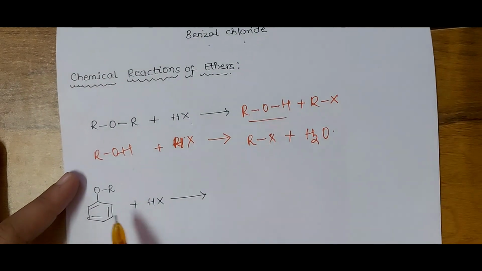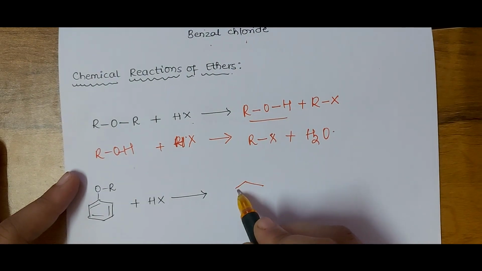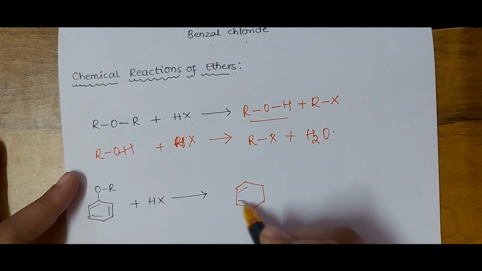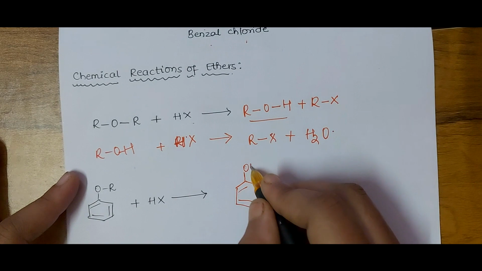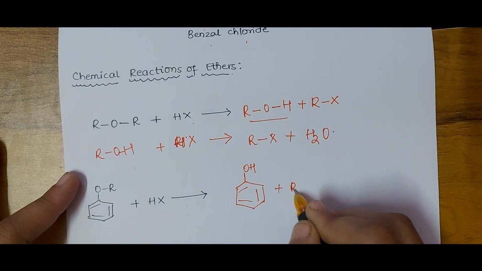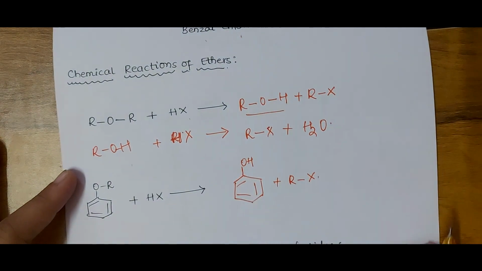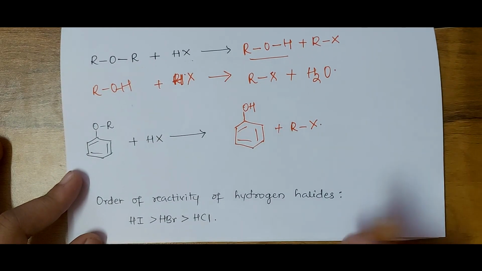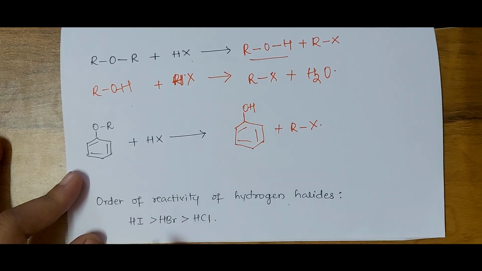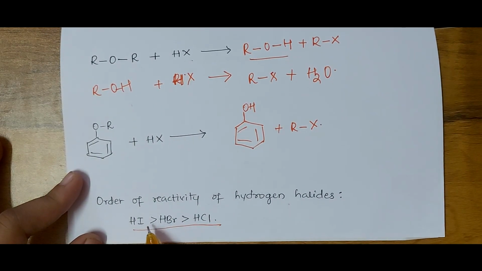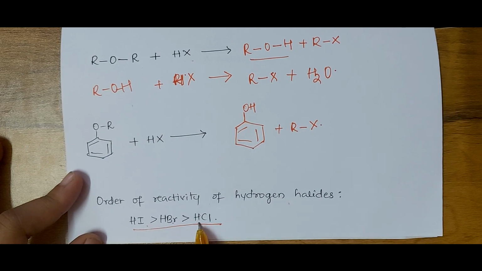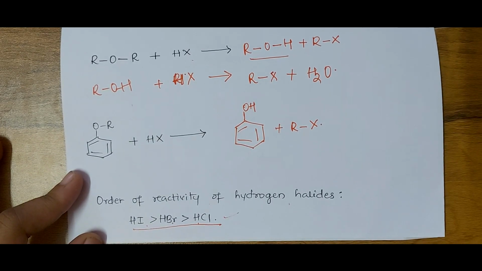Similarly, if you take an aryl alkyl ether reacting with hydrogen halide, it results in the formation of phenol, and the byproduct obtained is an alkyl halide, that is RX. The order of reactivity of hydrogen halides in the case of ethers is: hydrogen iodide is more reactive than hydrogen bromide, which is more reactive than hydrogen chloride.